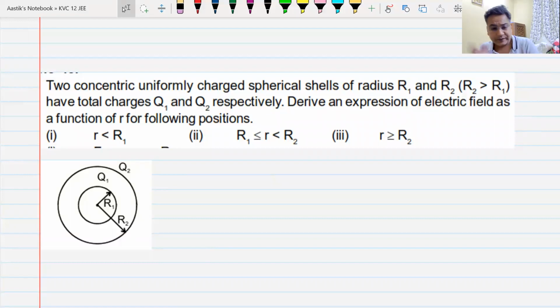So what question do you have? This is the question, just to again understand the concept behind this. Question number 2, let me call this: two concentric uniformly charged spherical shells of radius r1 and r2. Achha, this is uniformly charged. So let me first change this question. Don't write this question, leave the space. Let me make my question first, then we will come to this question.